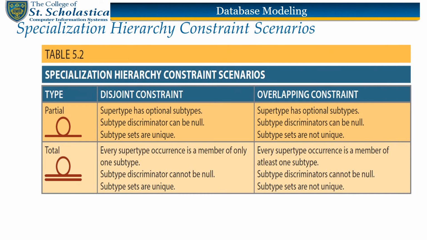The ERDs in Figures 5.2 and 5.4 represent the completeness as follows. A single horizontal line under the circle represents a partial completeness constraint. A double horizontal line under the circle represents a total completeness constraint. Given the disjoint and overlapping subtypes and completeness constraints, it is possible to have the specialization hierarchy constraint scenarios summarized and shown in Table 5.2.